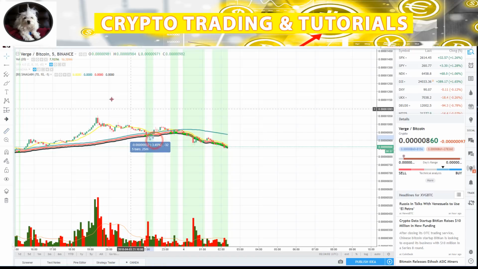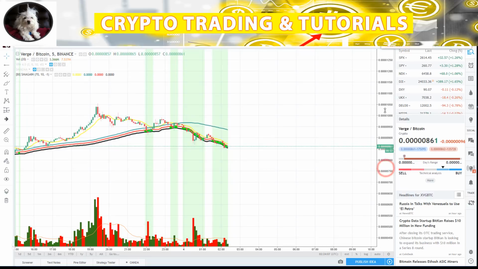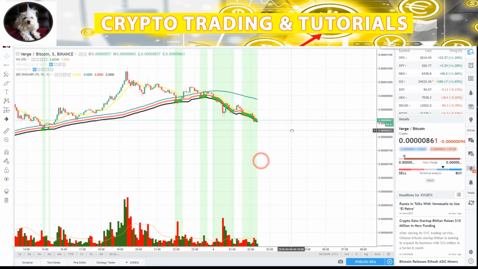So, let's go through this, okay? Let's actually look at this, all right? So let's do the back of the napkin math of this right here and see whether or not the 3% stop loss makes sense, okay? This is how you can do this yourself on any chart. And we'll go to another chart and do this. So we're on XVG, and I just said that 3% is the actual stop loss you want to have.